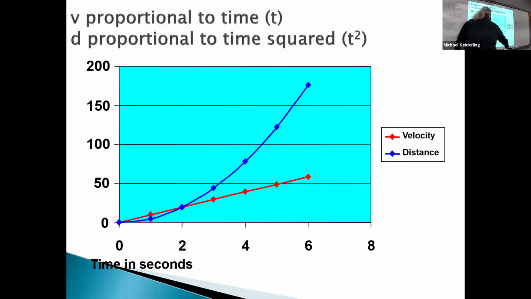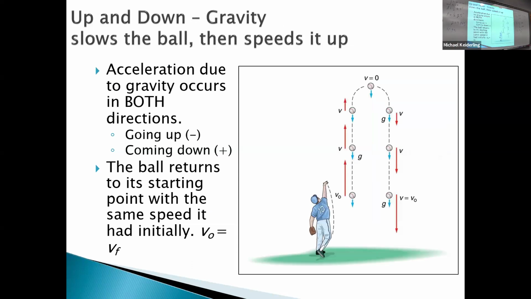So velocity is proportional to time. The distance traveled is proportional to time squared. Additionally, if you throw something into the air, on the way up and on the way down, at every height, it will be traveling at the same speed. Because the acceleration is pulling downwards the whole way, it works out that if you throw something up, it'll come back to your hand at the same height, at the same speed. The ball will return to its starting point with the same speed it had initially.